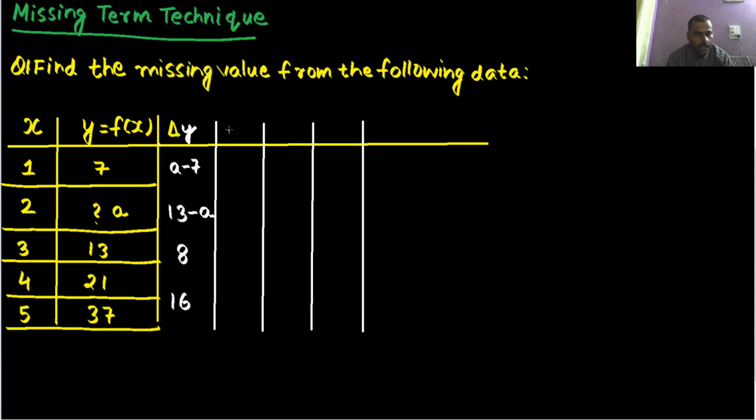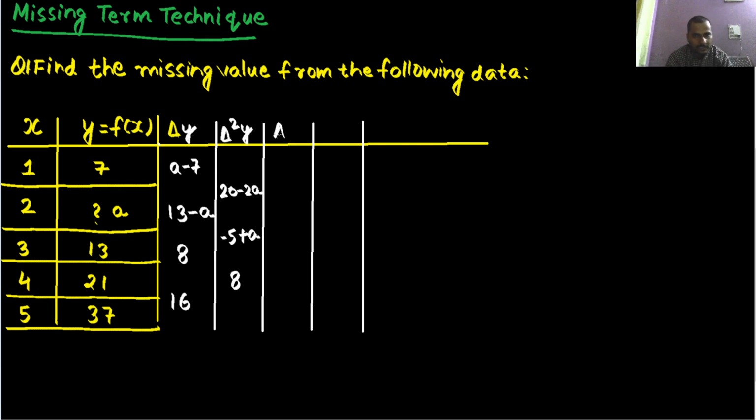Second difference, if I need to find, so this is the second difference, the difference of differences. So 13 minus a minus 7. 13 minus 7 will give you 20, and minus a, so 20 minus 2a, and write this in the middle. So 20 minus 2a. Then 8 minus 13 is minus 5, plus a, so minus 5 plus a, and here you will get 8.